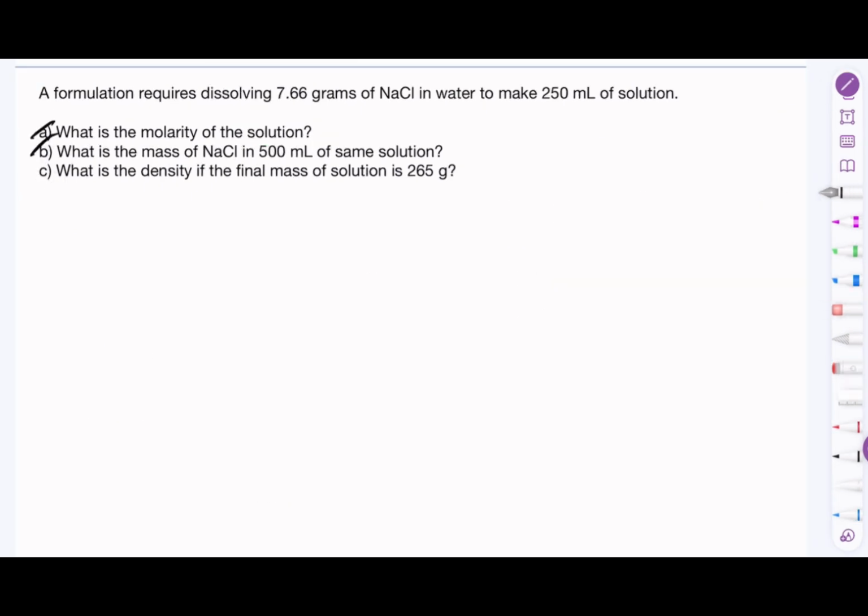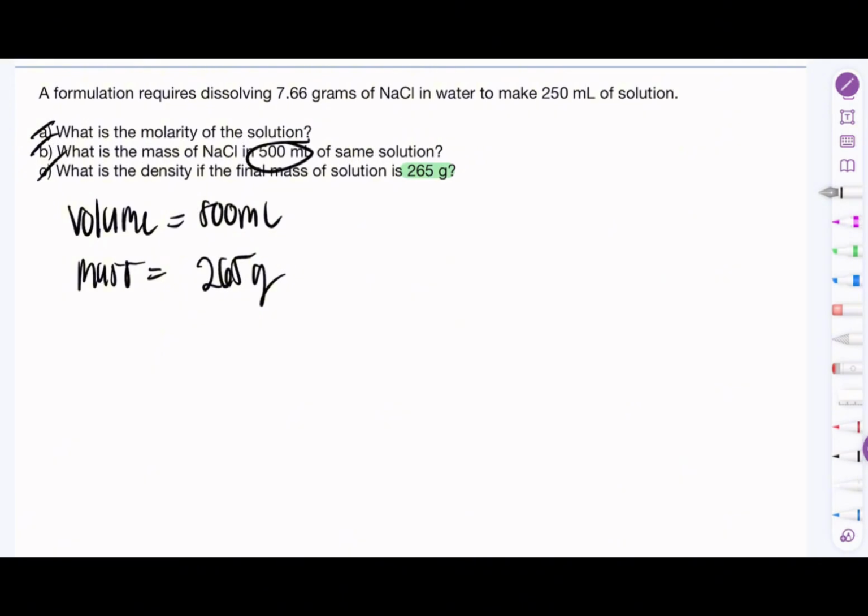And on to the last part of the question: what is the density if the final mass of the solution is 265 grams? So our given is the solution's mass, which is 265 grams. Now, the volume has been stated here, 500 ml. Wait. Volume is equal to 500 ml, and the final mass is equal to 265 grams.